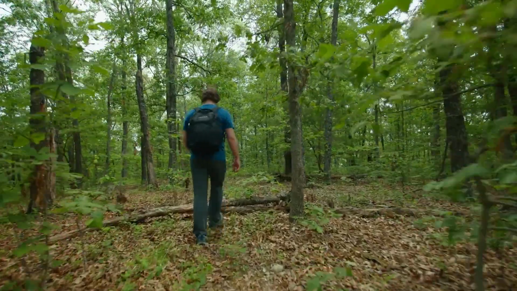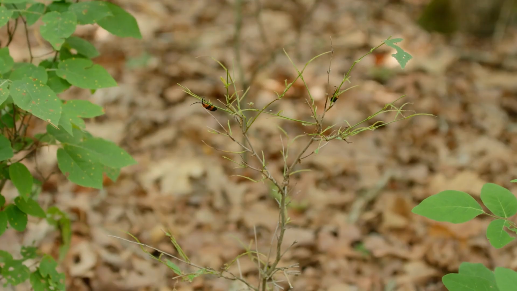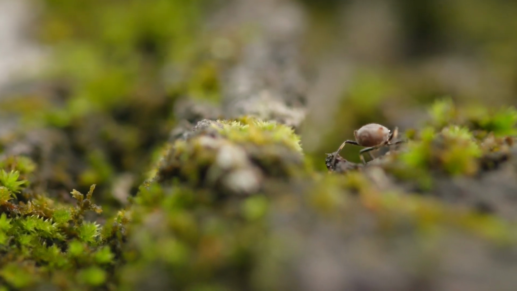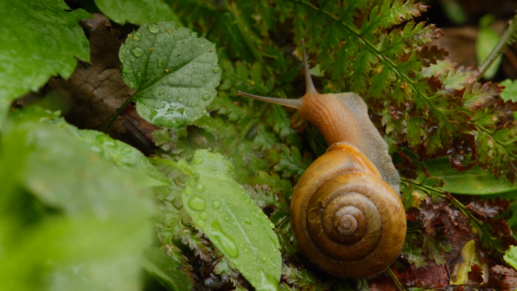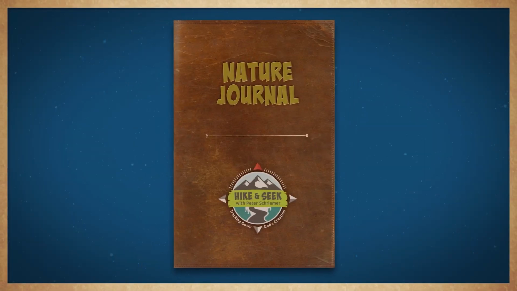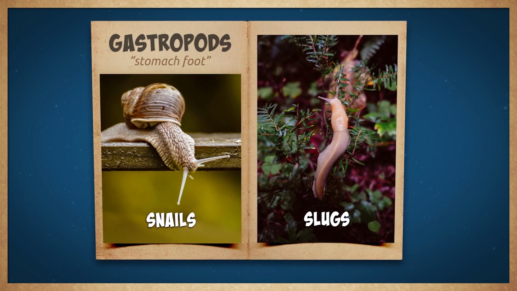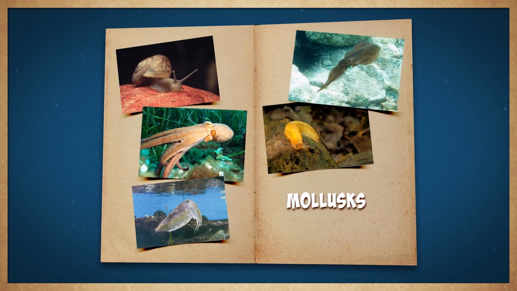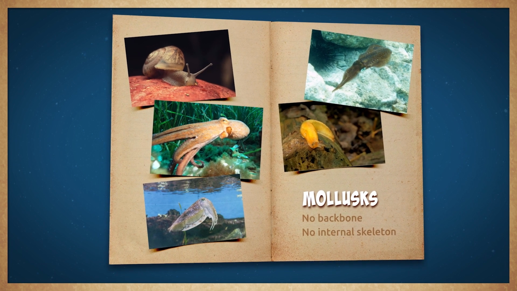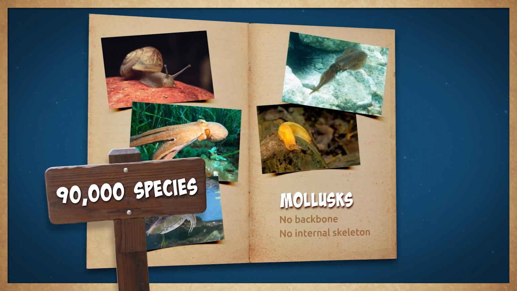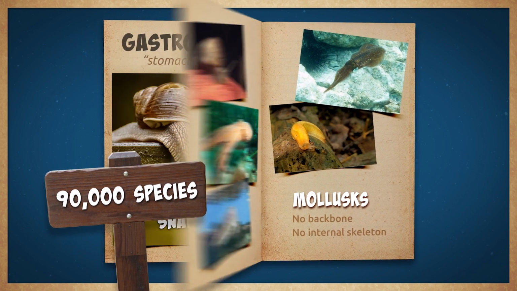When hiking through the woods, I love to look down at the forest floor to see what small creatures I can spot. If you don't pay attention to the little things, you can miss out on some incredible creatures, like land snails. Snails and slugs are both gastropods, which means stomach foot. They are a type of mollusk, which is a category of creatures that do not have a backbone or an internal skeleton. There are about 90,000 species of gastropods found across the world and in the oceans.